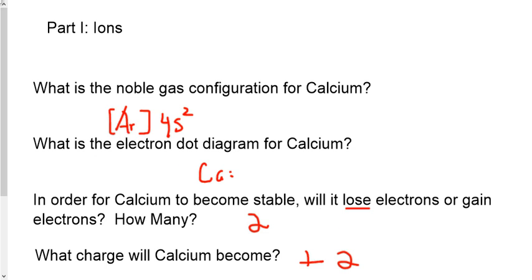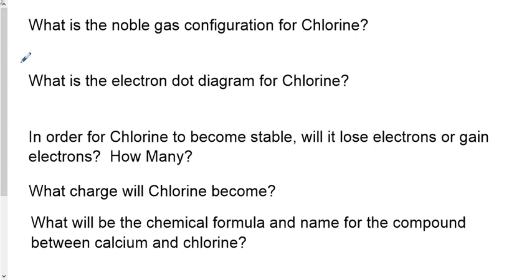Now let's try something else. Same thing. What's the noble gas configuration for chlorine? What's its dot diagram? What charge will it become? And after that, try to figure out the chemical formula between calcium and chlorine. All right, pause the video, see if you can figure all that out.